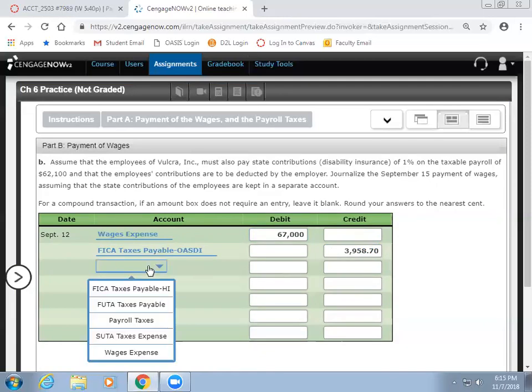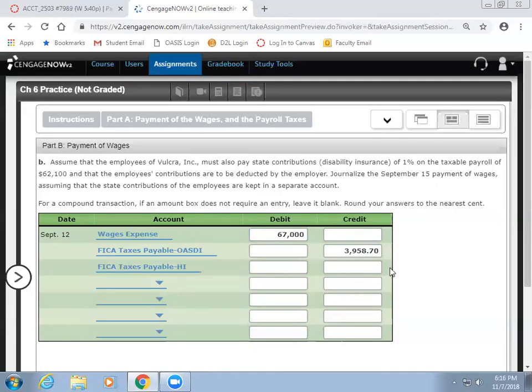And then we still have our FICA taxes payable, HI. And again, it's the same amount it was, $971.50.